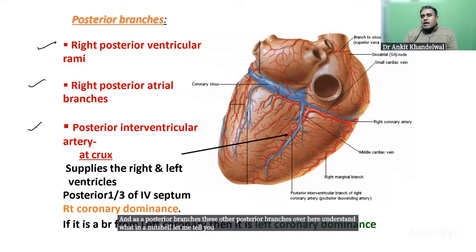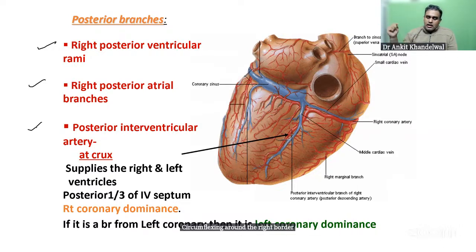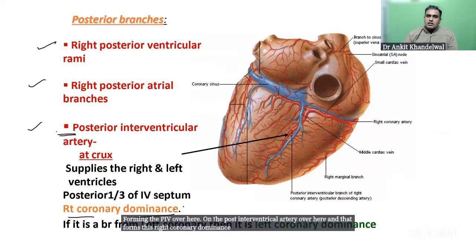Understand the course of the RCA. It goes from the right side, going behind, circumflexing around the right border, going back, and then goes below, forming the PIV, the posterior interventricular artery over here, and that forms the right coronary dominance. And as it passes mainly between the RV and RA, it mainly supplies the RV and RA. Remember that.